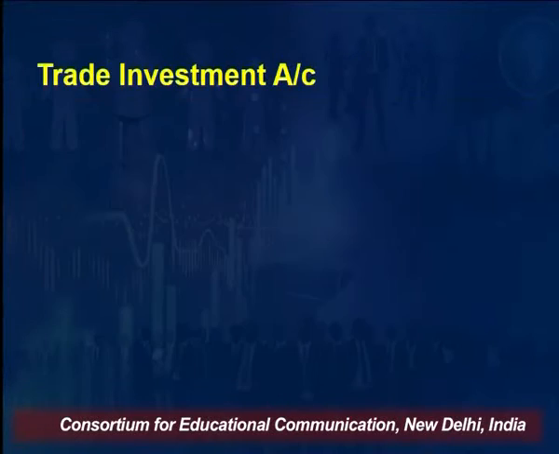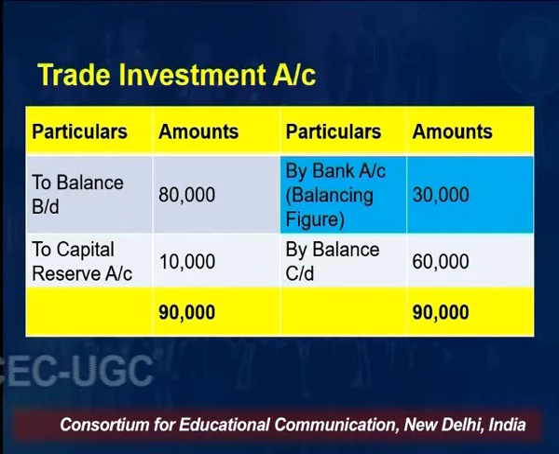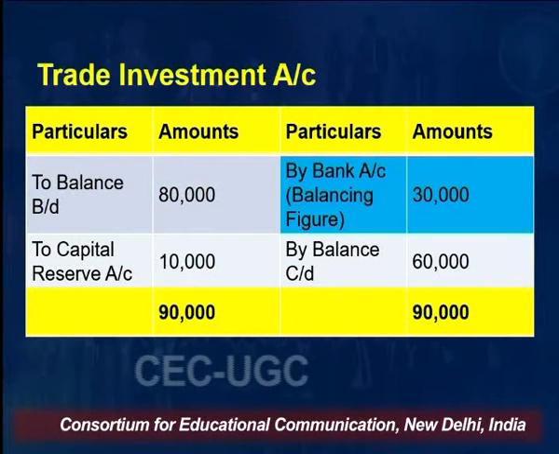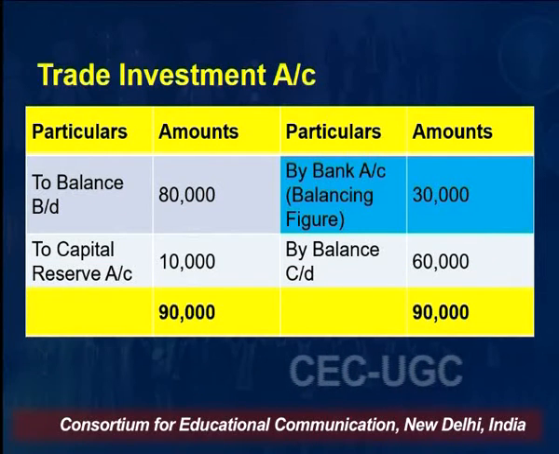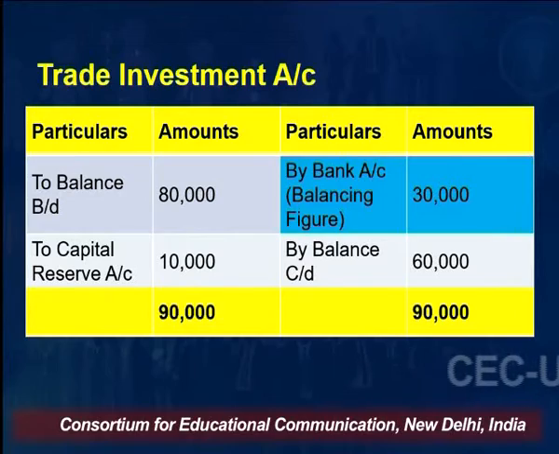Now after preparing this, the last account is trade investment account. After opening this account, posting the value of debit and credit, we found that the balancing figure is 30,000, which is actually an amount which must have been received from the investment, and the value has been transferred to this capital reserve account. Now after going through all this working note, we are all set to prepare the statement of cash flow.